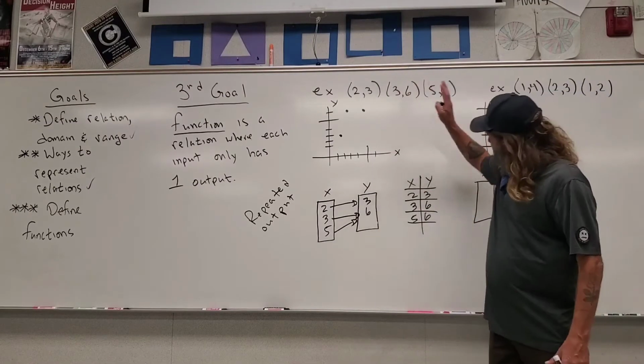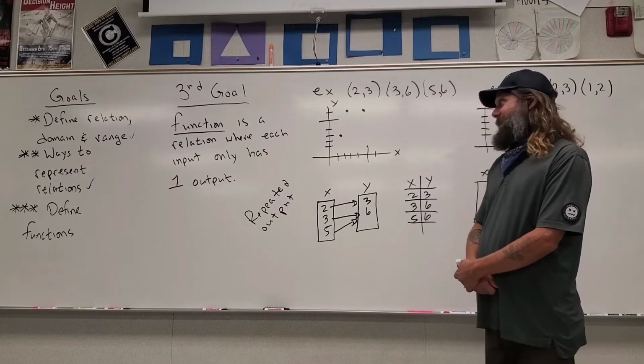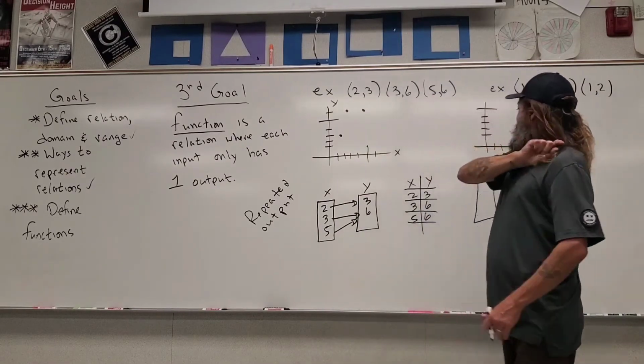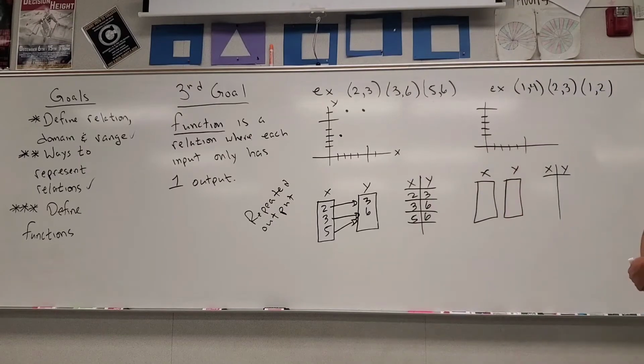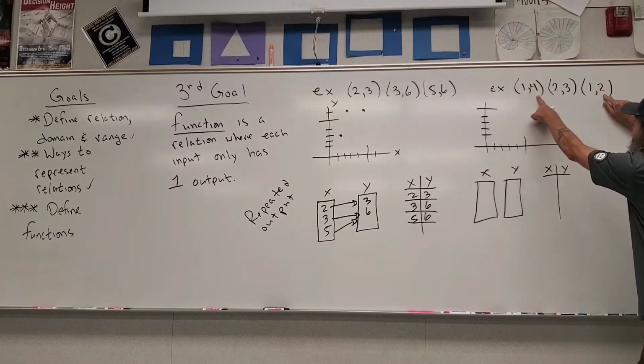This was a very specific example that I wanted to point out about a repeated output, but that's still technically a function because each input has a unique output. All right, so let's look at the second example here. The input 1 makes the output 4, the input 2 makes the output 3, and the input 1 makes the output 2. Here I have repeated inputs, and they're going to different outputs.